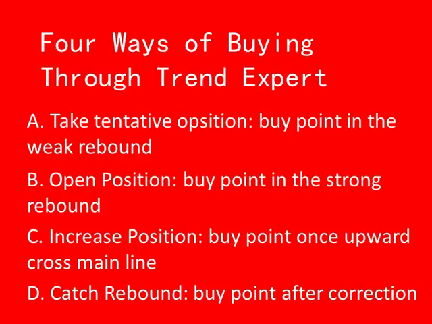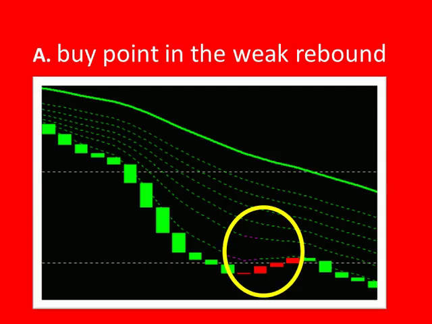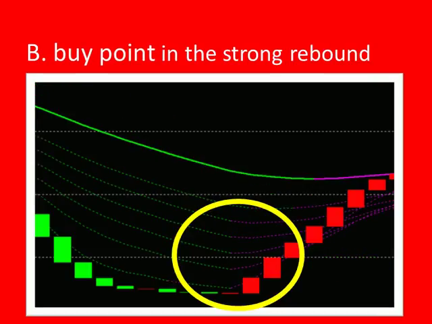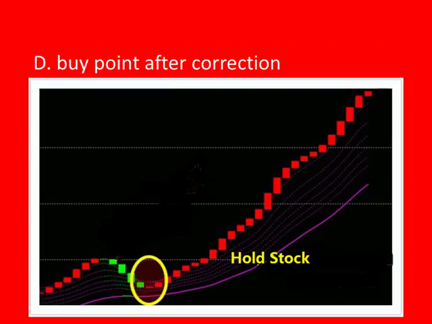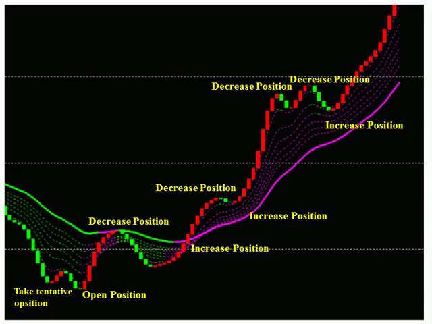Four ways of buying through trend expert. Take a tentative position, buy point in the weak rebound. Open position, buy point in the strong rebound. Increase position, buy point once it crosses upward over the main line. Catch rebound, buy point after correction. So buy point in the weak rebound, buy point in the strong rebound, and buy point once it crosses upward over the main line. You should know this is the increase position, not the buy point. Buy point after correction, hold your stocks. So this picture can show you everything, okay? Here, I think we should change to sell out because of the downtrend. Primary trend is downtrend. You'd better sell out your stocks, okay? So this is the buy point and sell point for the trend expert.